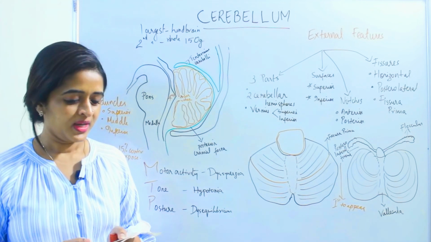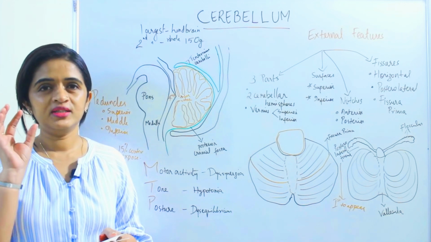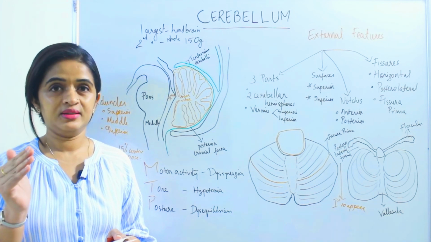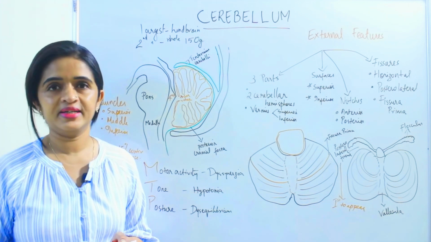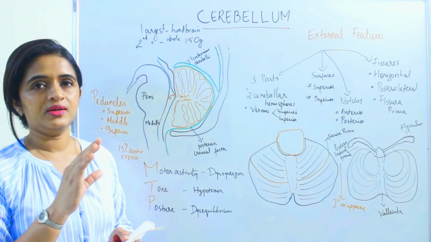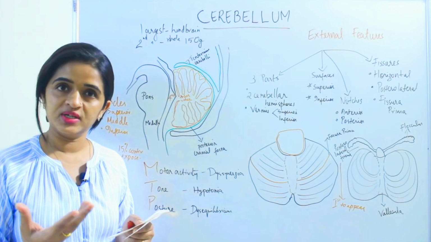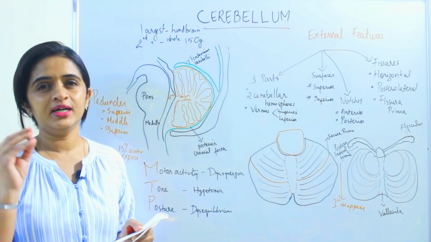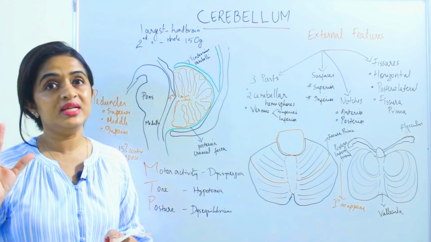So before we move on to the cerebellum, one important thing which you should understand is the main concept of how the cerebellum is located inside the cranial cavity. So first, before we move on to the location, before we move on to the different parts of the cerebellum, let's see what is actually the cerebellum. The cerebellum is otherwise known as the little brain.